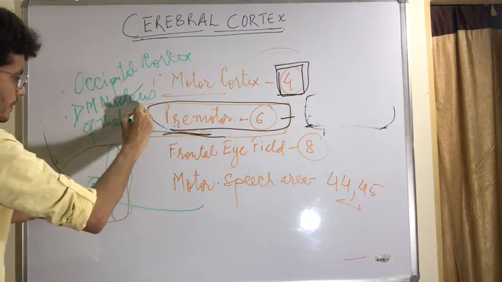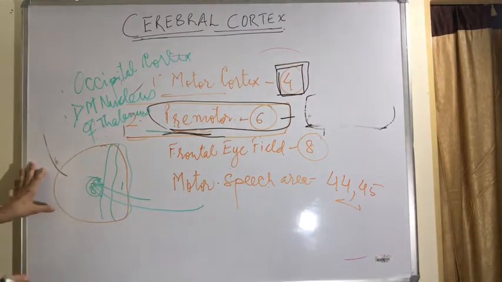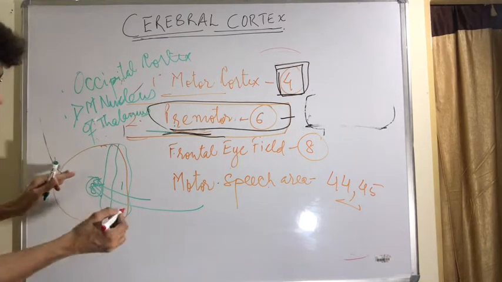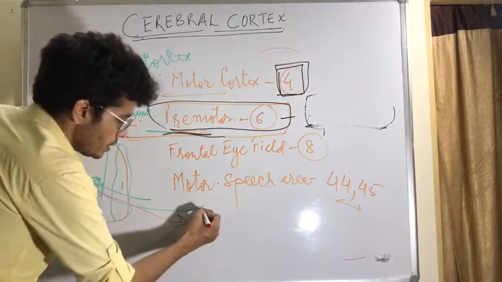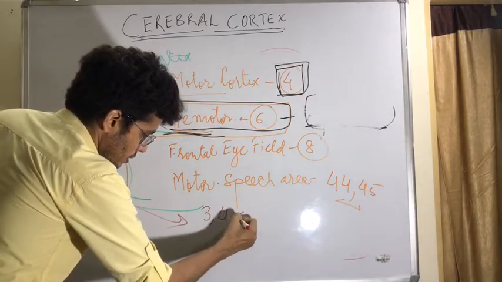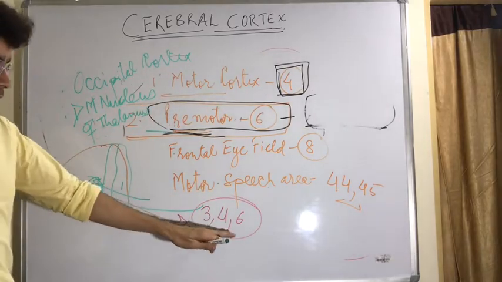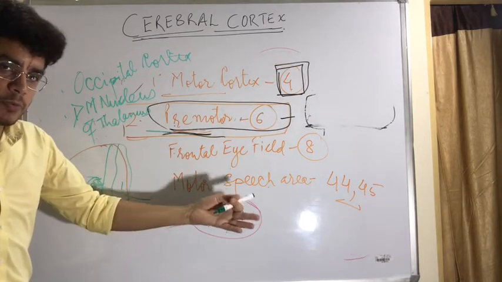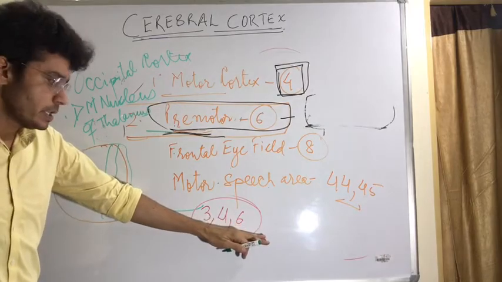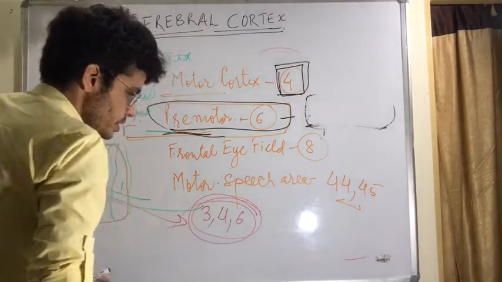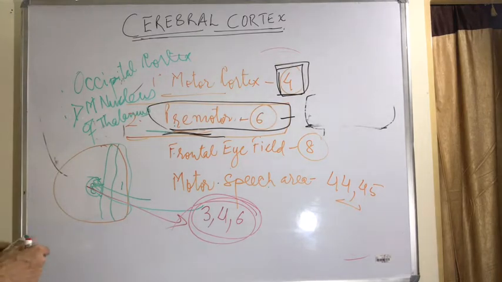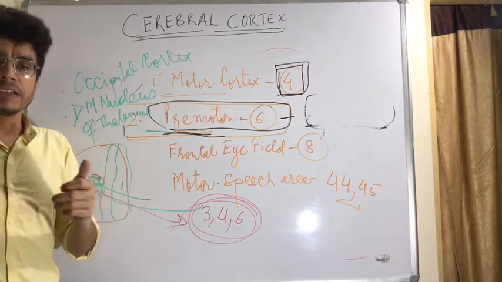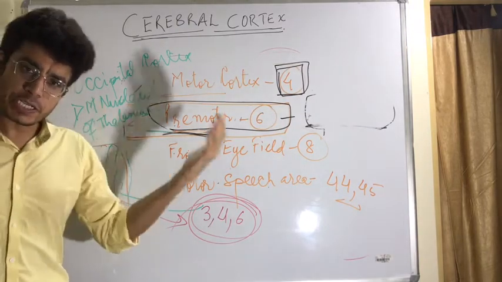Dorsal medial nucleus of thalamus will also send afferents to this area number 8. And from this area number 8, efferents will go to cranial nerve nuclei of 3, 4 and 6. These are the cranial nerves which are involved in ocular movement. They supply extraocular muscles, right? 3, 4 and 6: oculomotor, trochlear and abducens nerve. So this area is concerned mainly with the horizontal gaze of the contralateral side, right?